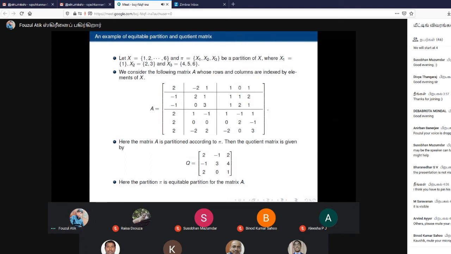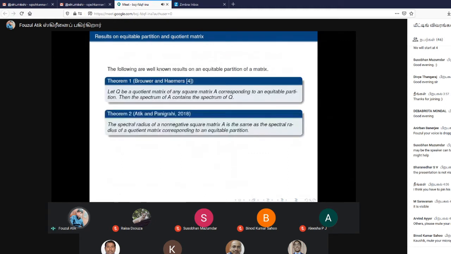One example in graph theory from our research work is the generalized Petersen graph. In that case, we used this theorem and were able to find the spectral radius of very large graphs, that means graphs whose orders are large. So this result is also helpful in some cases.